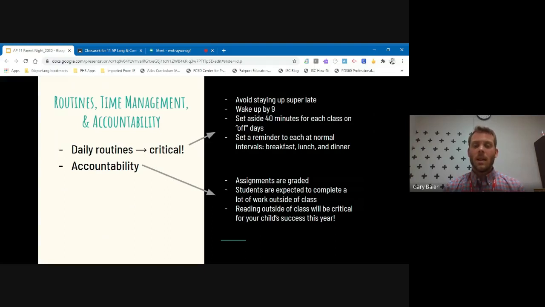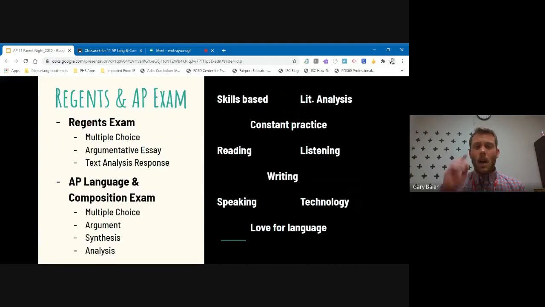And in order to be successful in English 11 this year, or AP English 11, it's going to be really critical that your child reads outside of the classroom. We just don't have the face time anymore to be able to work reading into our schedule. So it's going to be critical that they do that so that they can participate and engage when we are together in class.